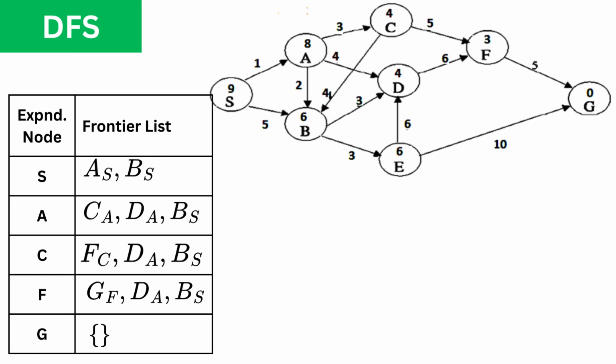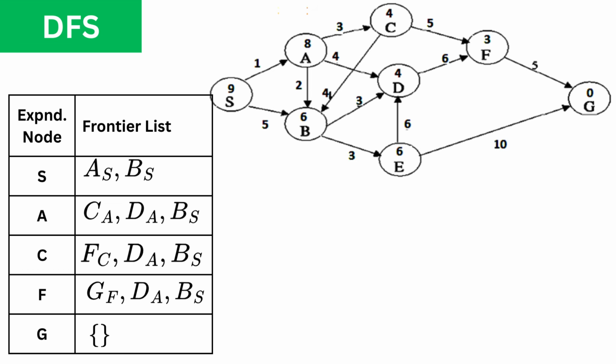Now look at the DFS working. So we start with S and push A and B in the stack. At the top of the stack we have A. We will pop A, and the children of A are C, D and B. B is already in the stack, so we will push C and D. C is at the top of the stack, we will pop C, and the children of C are B and F. B is already in the list, so we'll push F.